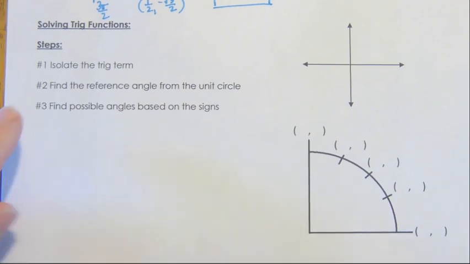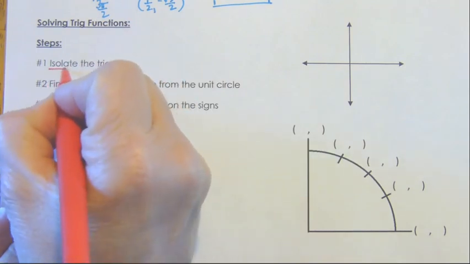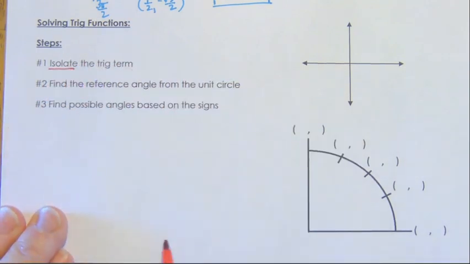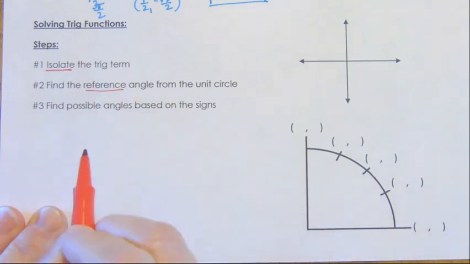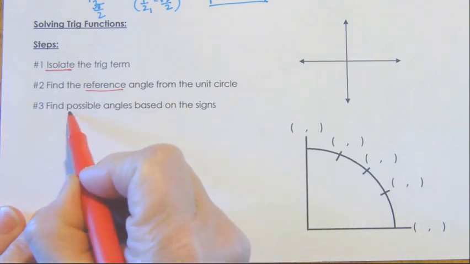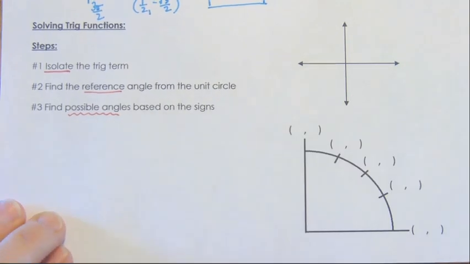So if we look here, the first thing we're going to want to do is isolate the trig term. That just means get your sine, cosine, tangent by itself. Then we're going to find the reference angle. We just did that. We're going to do that again though. And then we're going to look for possible angles based on the signs. So let's start with the signs here.